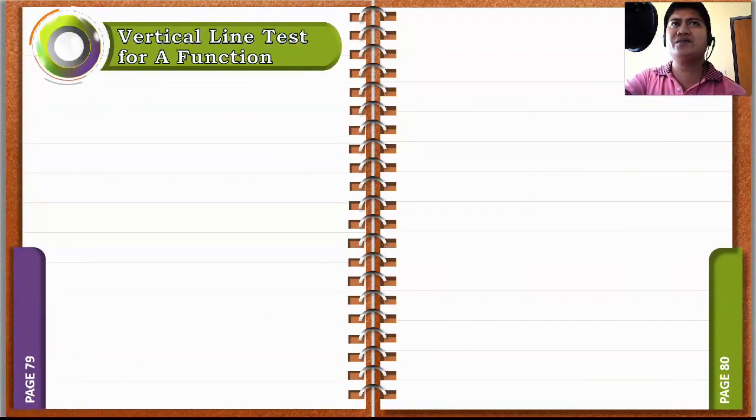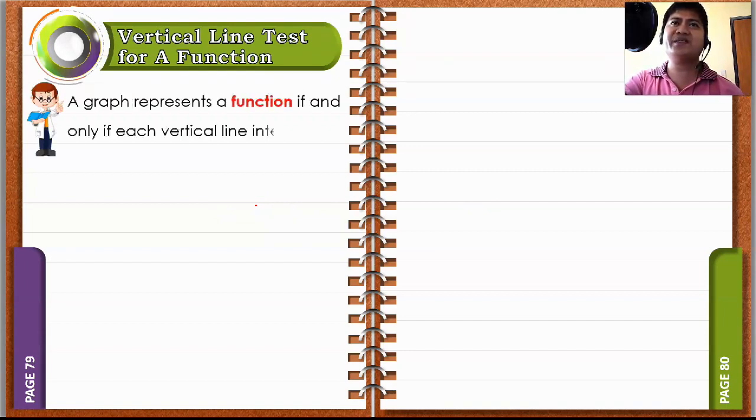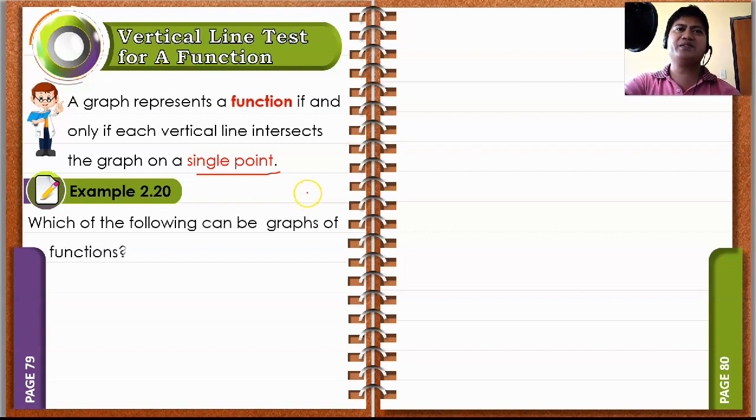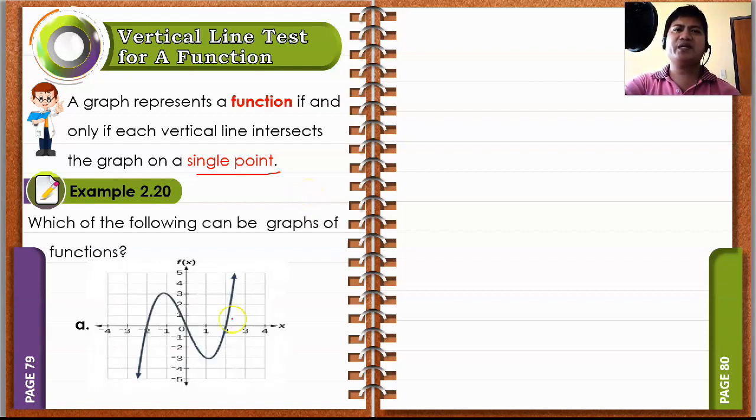Another way of finding a function is using the vertical line test. A graph represents a function if and only if each vertical line intersects the graph at a single point. So in this case, which of the following can be graphs of functions? For letter A, you need to apply the vertical line test. If the vertical line only intersects the graph at a single point, then that is a function. So basically, this example is a function.